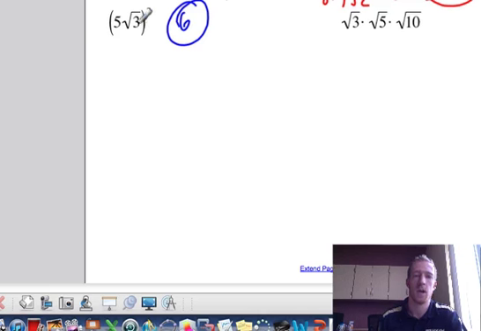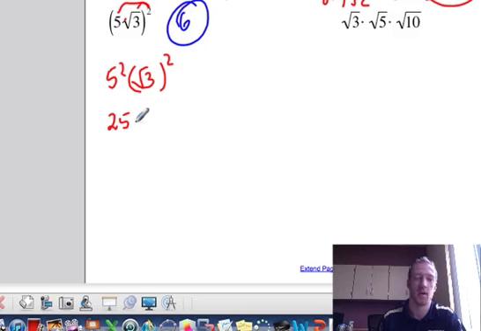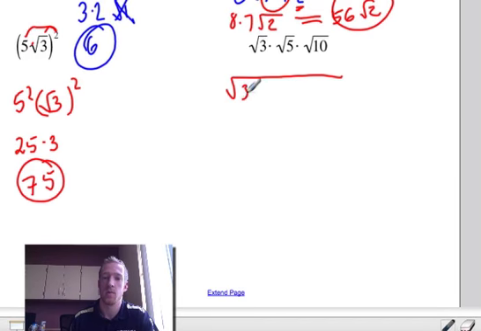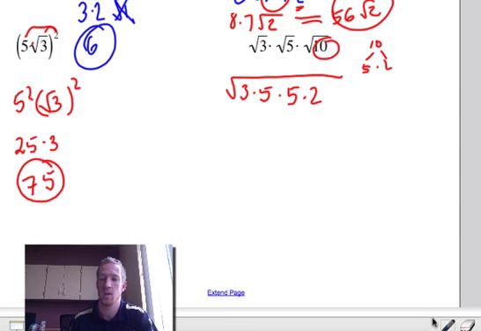So now 5 squared. The other way you can look at this is your exponent rules. Distribute the square to both of these. So you got 5 squared, and then you got root 3 squared. 5 squared is 25. And root 3 squared is 3. So that gives us a 75. So square root 3 times 5, and then this 10 is 5 times 2. So 3 times 5 times 5 times 2. So that's 3, 5, 10. Whatever's underneath is what gets multiplied.